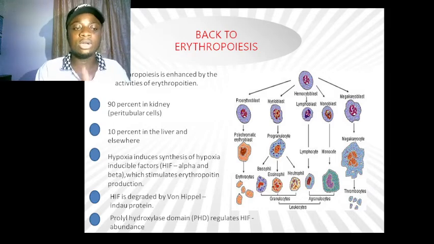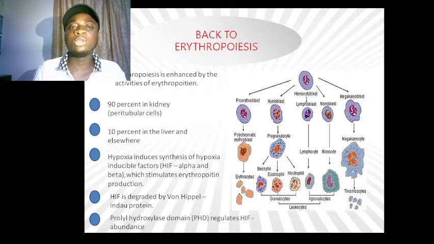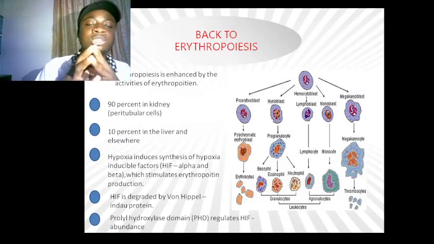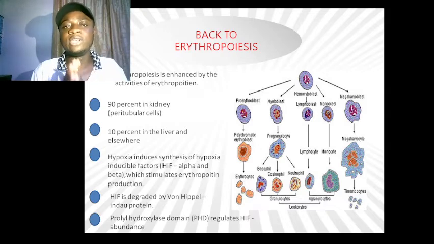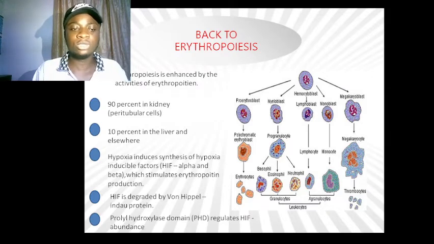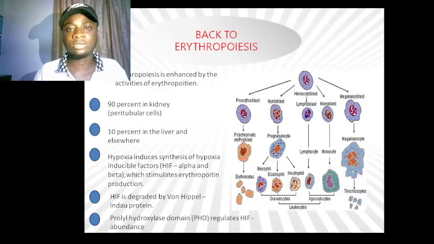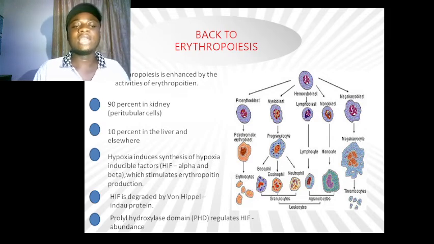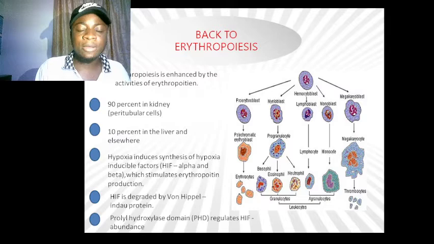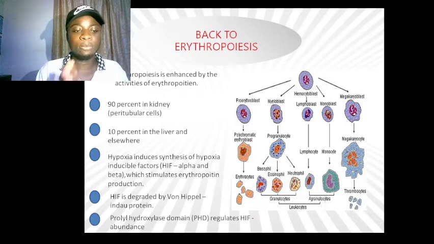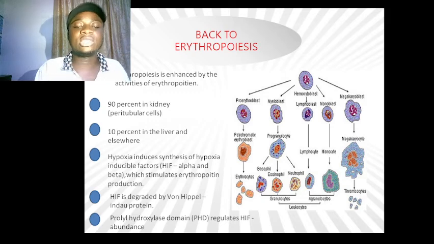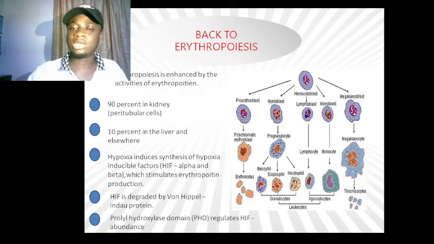Von Hippel protein, which is simply put VHP, is a protein that degrades HIF in circulation. Very, very important. And then another protein called prolyl hydroxylase domain, PHD, regulates HIF abundance in circulation.